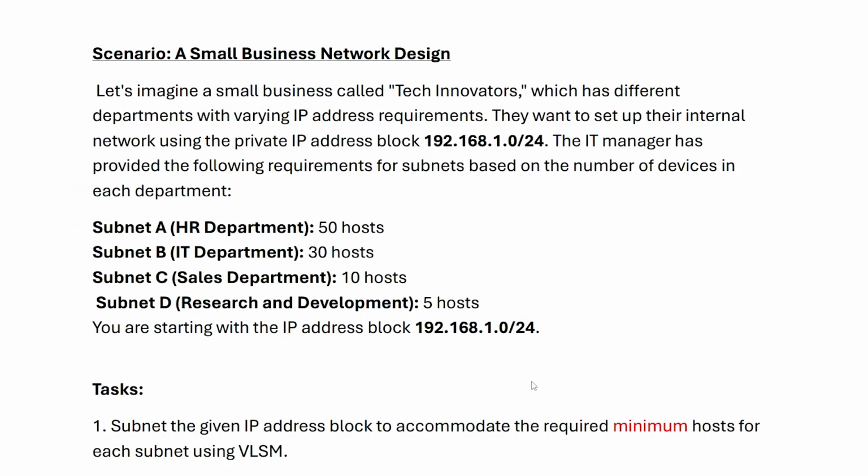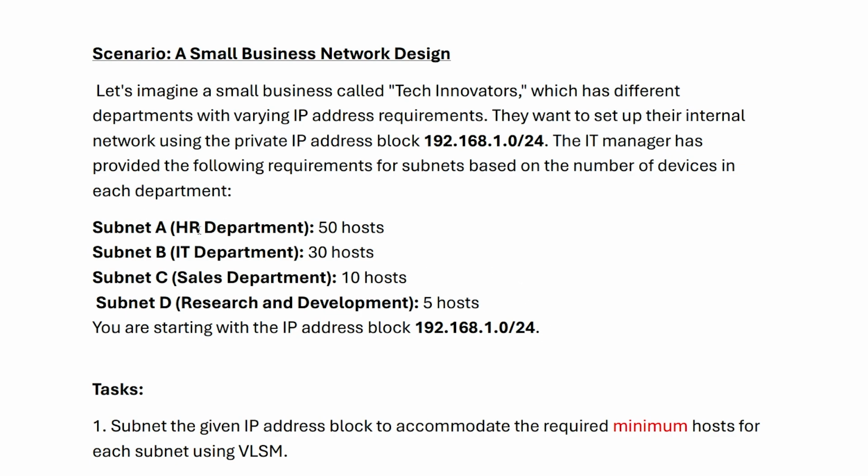All right, let's run through a VLSM question, and let's imagine a small business called Tech Innovators, which has different departments with varying IP address requirements. They want to set up their internal network using the private IP address block 192.168.1.0/24, and the IT manager has provided us with the following requirements for the subnets based on the number of devices in each department. So we have 4 departments here, each with different requirements.